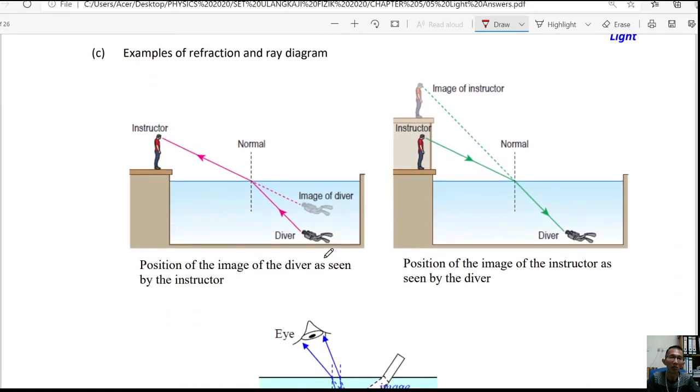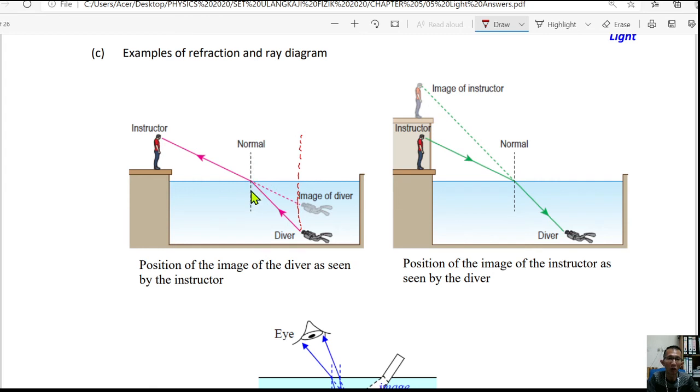Okay, so here are examples of refraction and a ray diagram. You see here I have a diver, and this is the instructor. The instructor will see the image of the diver up here. So how do we draw this? It's very simple. You draw a line going straight up, and this line must go straight to the observer, the instructor. Just draw it straight. Here is where this line intersects with the surface of the water.